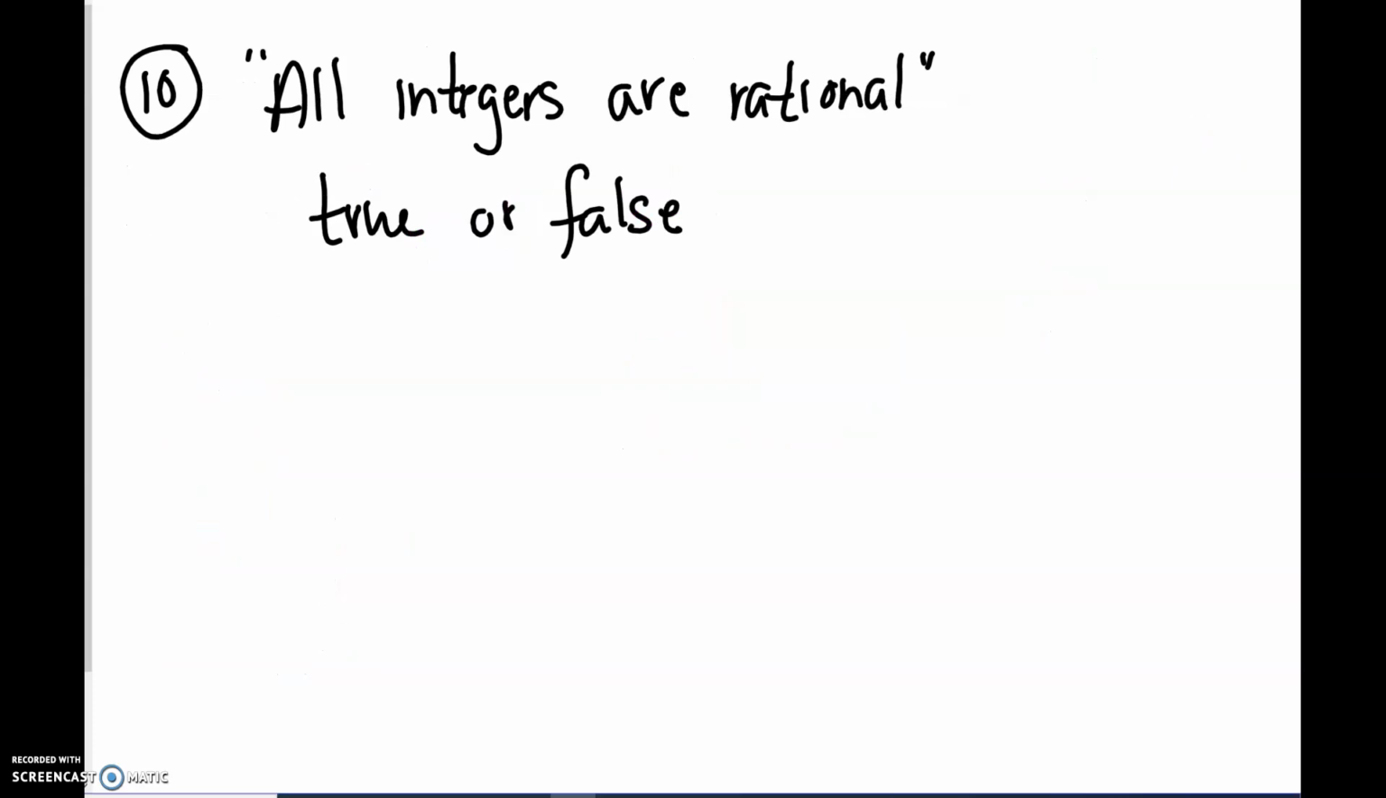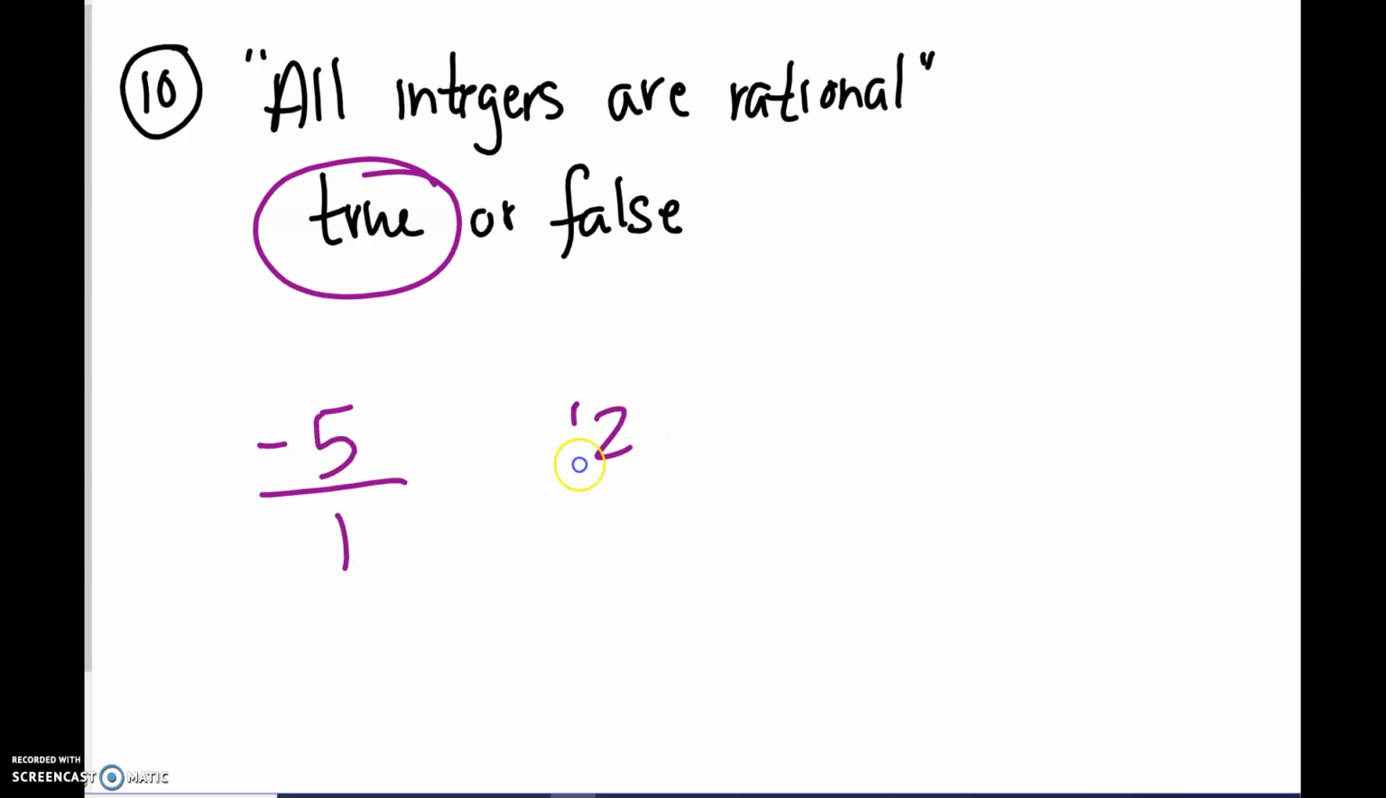All right, are all integers rational? And that is true. Every single integer can be written as a fraction. So like -5, you can write it -5 over 1. 127, we can write it over 1. So anything can be written as a fraction.